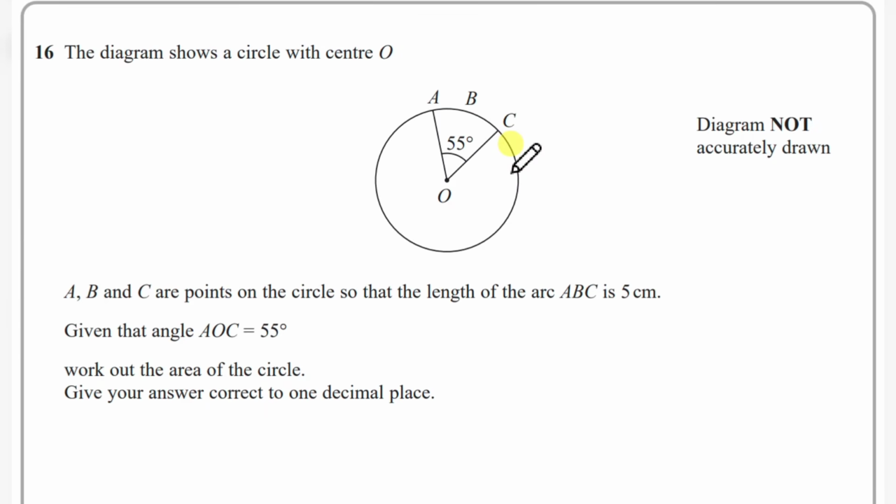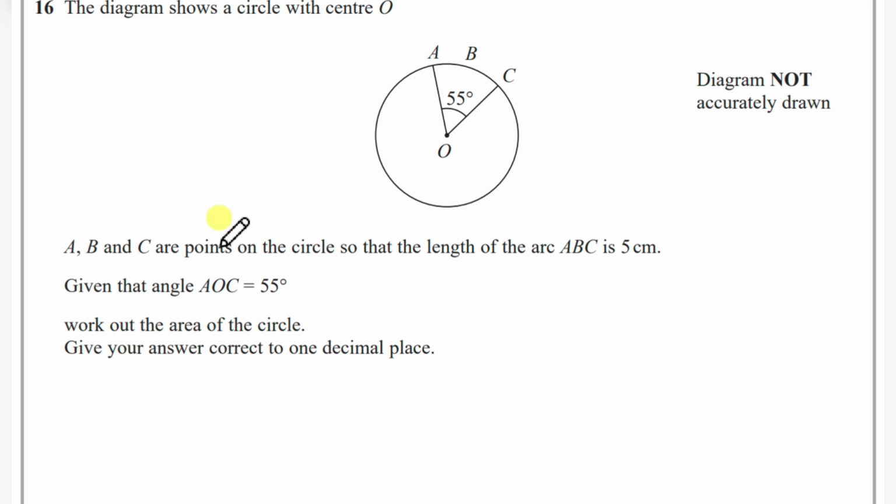16. So the diagram shows a circle with center O. So here's our center O. You've got 55 degrees. Now it tells us A, B, and C are points on a circle so that the length of the arc is 5 centimeters. They didn't label it here, but this is going to be 5 centimeters. Given that angle AOC is 55 degrees, work out the area of the circle. Interesting. So what they really want to say here is that they want to know what the radius is, yeah?